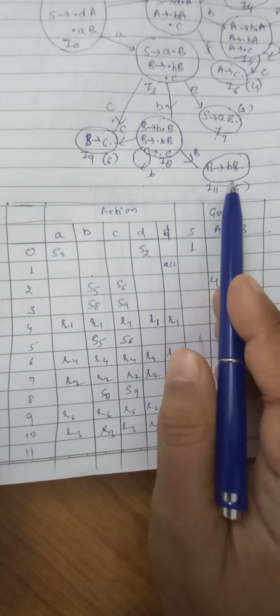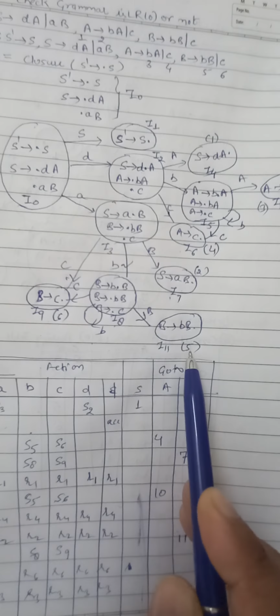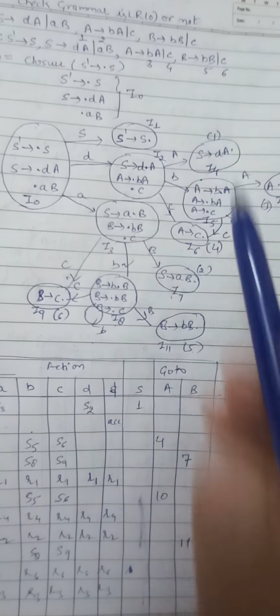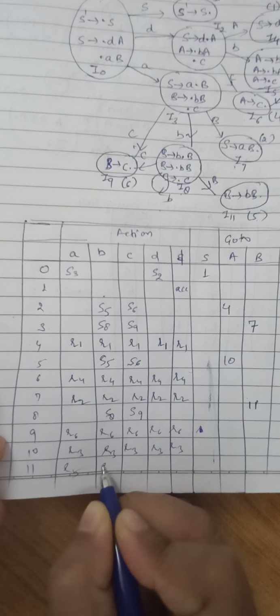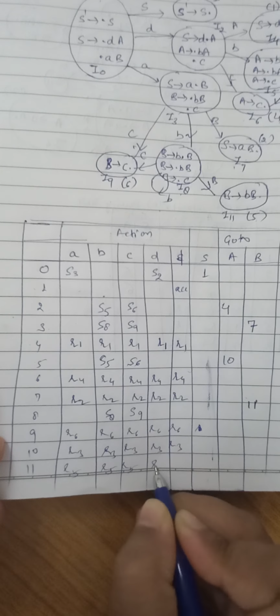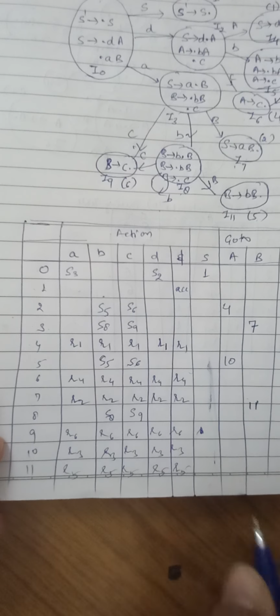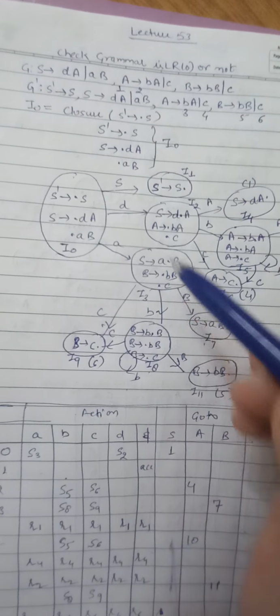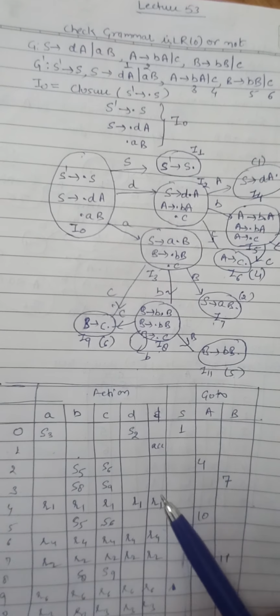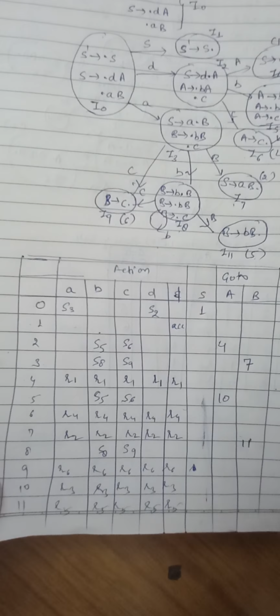And now at 11, which production is completed? The fifth production is completed, so we will write R5 across the row. So in that way we can simply see that with the help of the closure and GOTO functions, we can map the LALR parsing table.